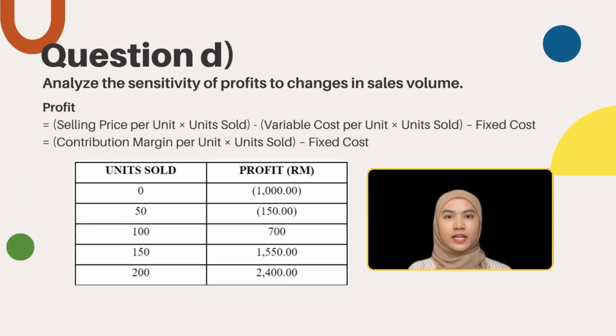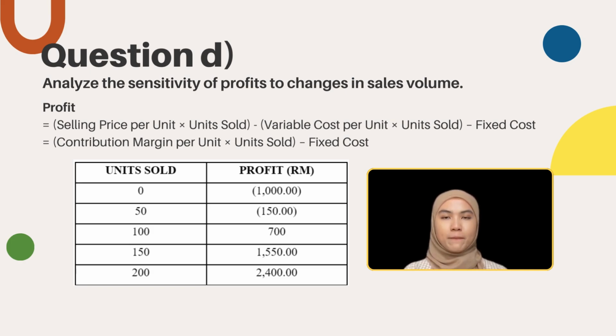So for question D, analyze the sensitivity of profits to changes in sales volume. Profit equals selling price per unit times units sold, minus variable cost per unit times units sold, minus fixed cost, which equals contribution margin per unit times units sold minus fixed cost.